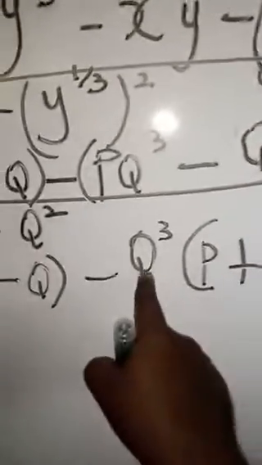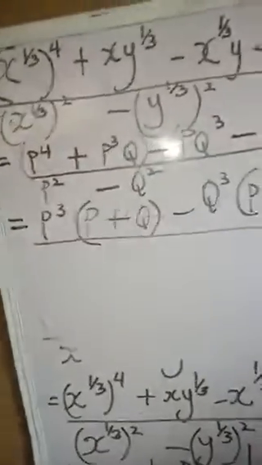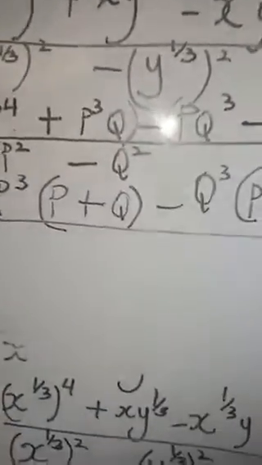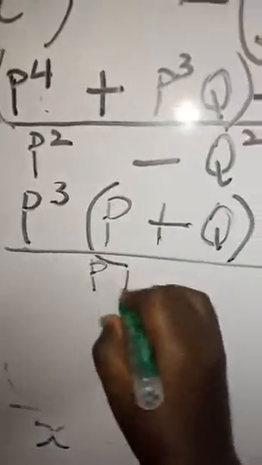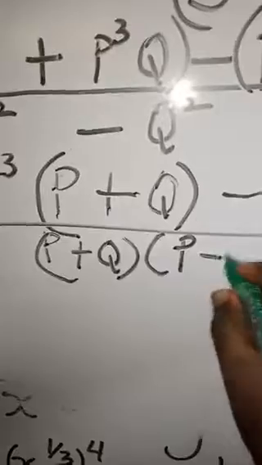Q raised to power 4 divided by q raised to power 3 is equal to q. Then all over, now p square minus q square. According to the principle of difference of two squares, p square minus q square is the same thing as p plus q, p minus q.